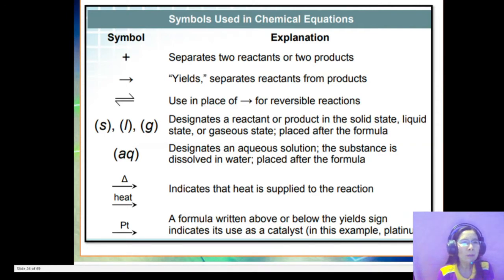Another one, we have the arrow symbol. It means yields, and separates reactants from products. Okay, so an arrow symbol separates reactants from products in a chemical equation. We also have the double arrows, used in place of a single arrow for reversible reactions. Reversible, or reactions that could be done in reverse, or done in the opposite way. Other symbols, we have s, l, and g. They designate a reactant or product in the solid state, liquid state, or gaseous state, placed after the formula. We also have the aq, which designates an aqueous solution. The substance is dissolved in water, and it is placed after the formula.